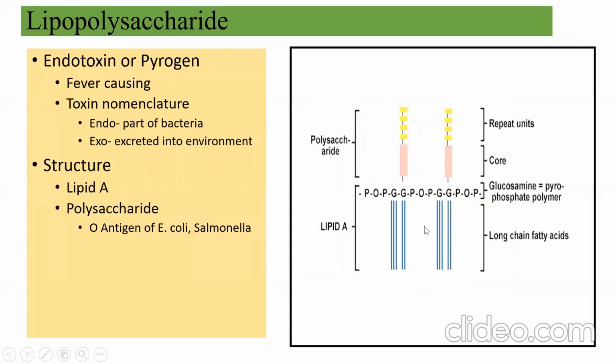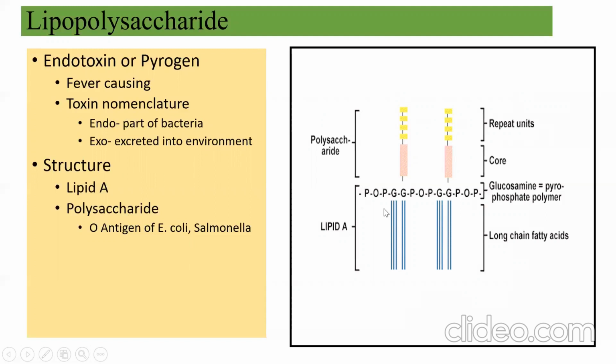So here we can see, this is the lipid A. It is made up of long chain fatty acid. Then glucosamine, that is a pyrophosphate polymer. Then the core polysaccharide, and then the repeat units of the polysaccharides, that is the O polysaccharide. So they act as an endotoxin or pyrogen. That means they can cause fever. They are toxin in nature. And the structure is a lipid A and polysaccharide. Polysaccharide is responsible for the O antigen of E.